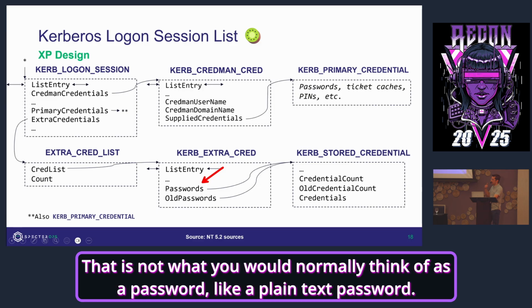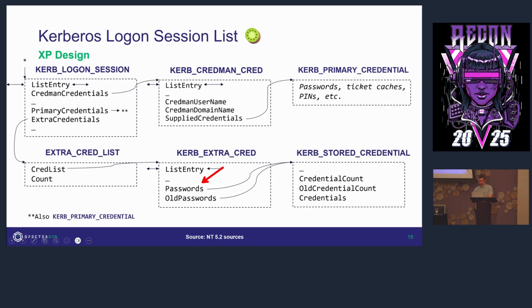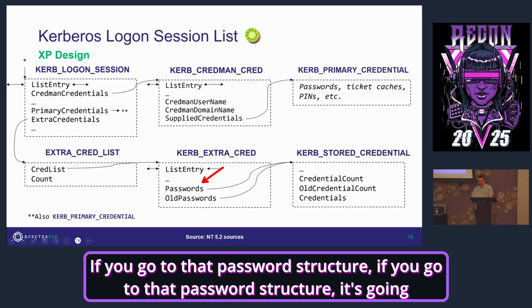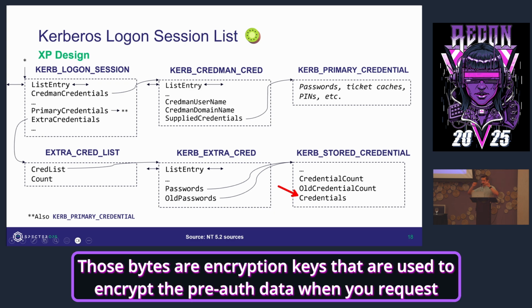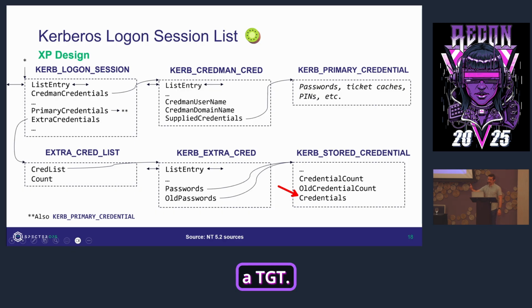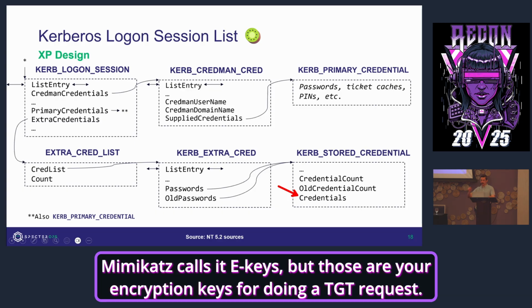If you enumerate that doubly linked list, it's going to have two members called passwords. That is not what you would normally think of as a password, like a plain text password. What that is referring to is actually an encryption key. If you go to that password structure, it's going to have these members called credentials, which is going to be a blob of bytes. Those bytes are encryption keys that are used to encrypt the pre-auth data when you request a TGT. That's going to be something that you may have seen before in Mimikatz output. Mimikatz calls it e-keys, but those are your encryption keys for doing a TGT request.